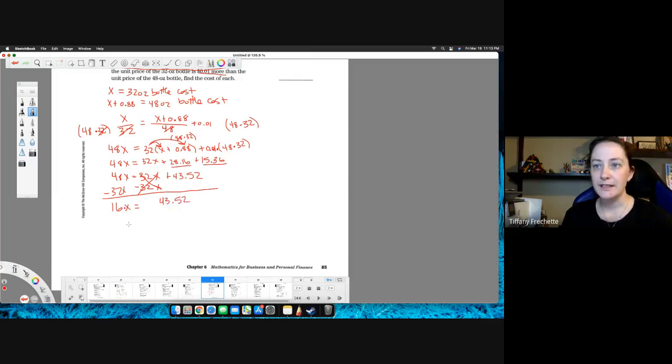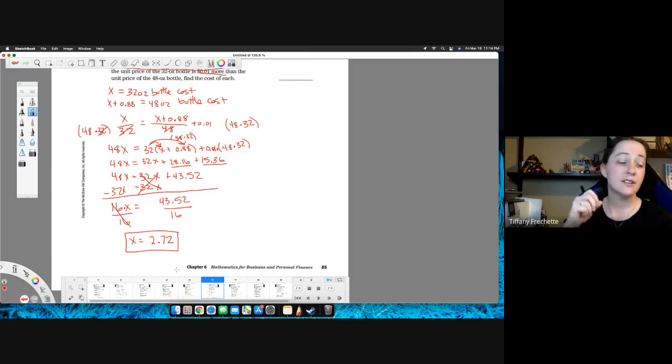Last step here, we have 16 times x, so we divide. 16 divided by 16 cancels. x equals, and let's see, we have 43.52 divided by 16. It's like I've got the hiccups now. So we have 2.72. So this is the price of the 32-ounce bottle.